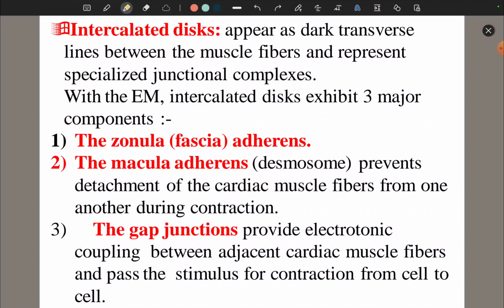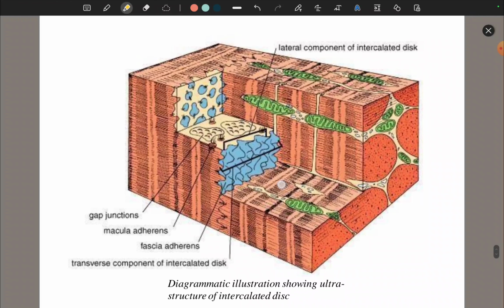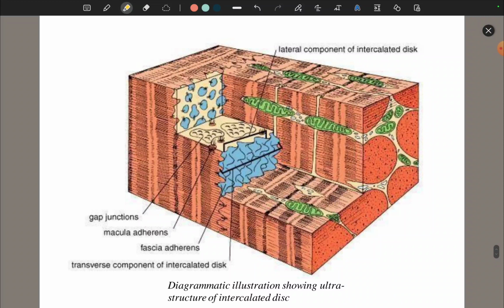These three components together form the intercalated disc. Now in this image you see this is one cardiac muscle cell. This is the intercalated disc in between them.